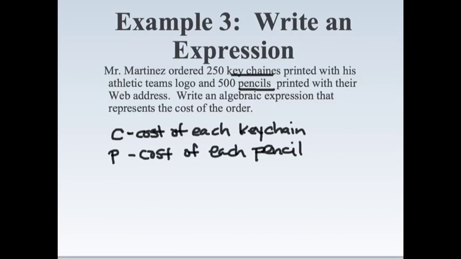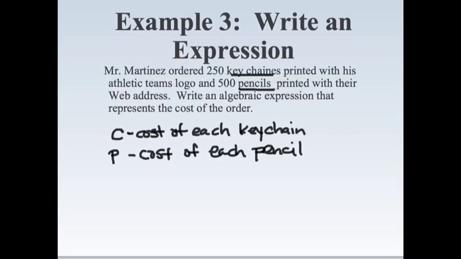The first and most important thing for us to do is to define our variables. Our variables really need to make sense. Putting C is cost and P is cost doesn't work. We need to say what it is the cost of. And to say C is keychains and P is pencil is not acceptable. Every time we define a variable, we must make sure that it represents the numerical value that we're interested in. So I define C as the cost of each keychain and P as the cost of each pencil. Now our expression looks like this.